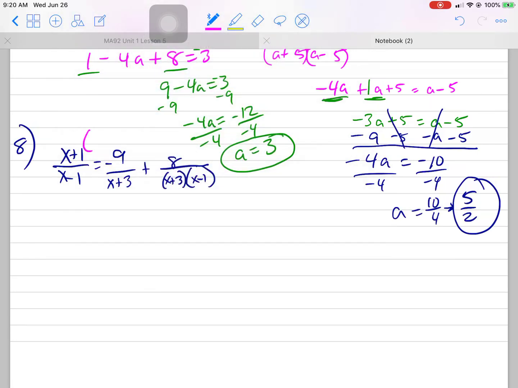This one's going to get multiplied. x plus 1 is going to be multiplied by, here, let me write it out. Let me not shortcut anything. Everything's being multiplied by the LCD, right? Let's just put that in there. Oops, that's a minus 1.